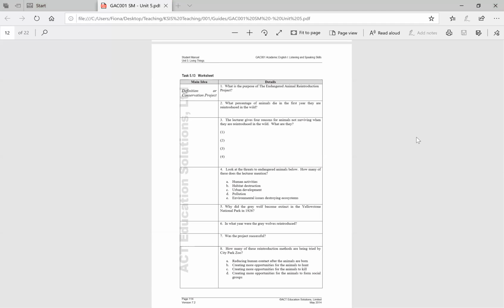Simply put, we raise endangered animals at the zoo and then release them into the wild in order to increase their population size and prevent them from becoming extinct.